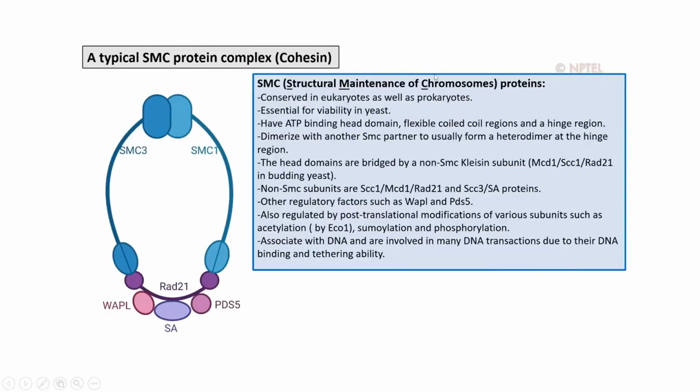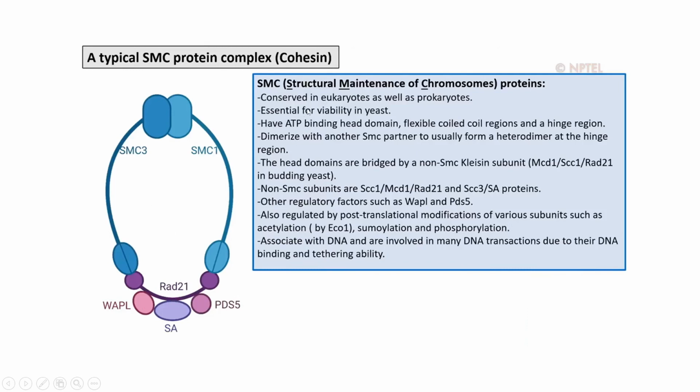SMCs are the structural maintenance of chromosome proteins. These SMCs are a class of proteins. The SMCs include cohesin, condensin, and the SMC5/6 complex. Cohesin and condensin belong to this SMC protein complex, and each has different subunits. For example, cohesin will have different SMC proteins, while condensin will have different SMC proteins.